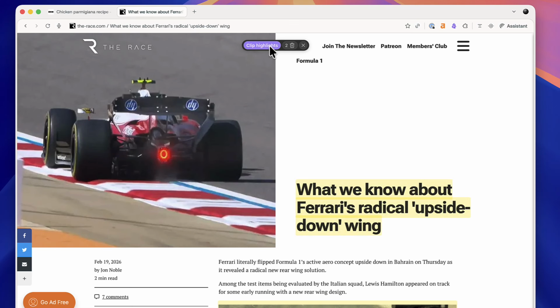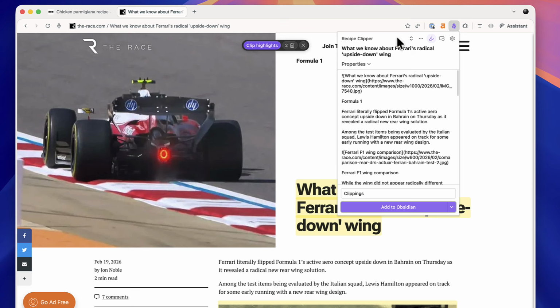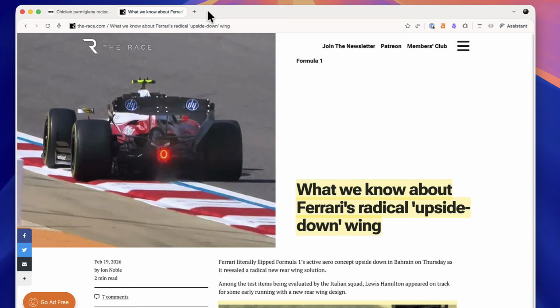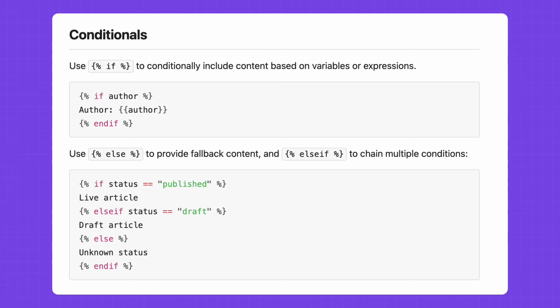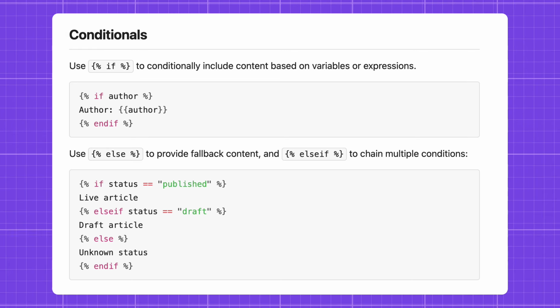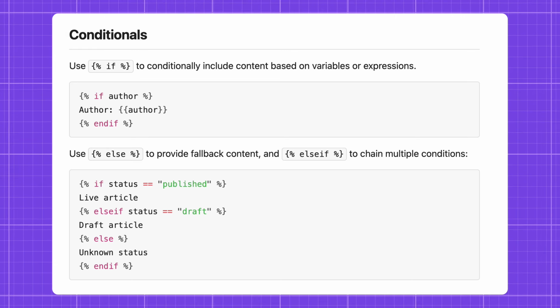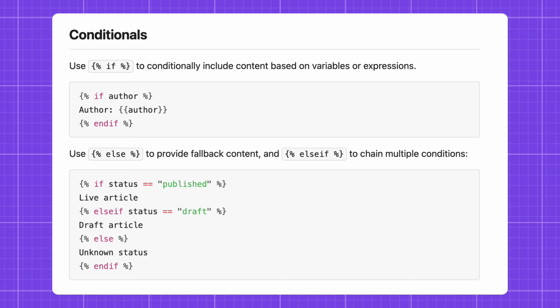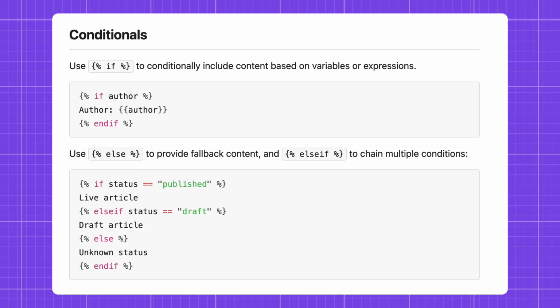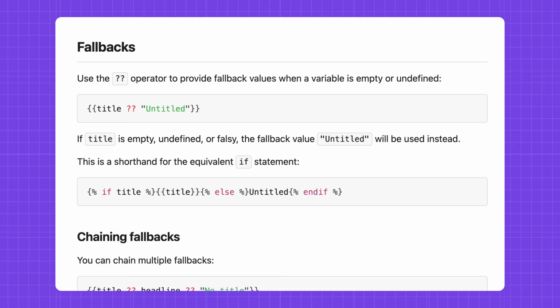Well, this update adds something called template logic, which sounds really nerdy, but it's actually very powerful. Essentially, you can add things like conditionals, which basically allow your template to make decisions. For example, if an article has an author, show it. So there's no blank metadata that clutters up your notes area, which is dramatically beneficial.